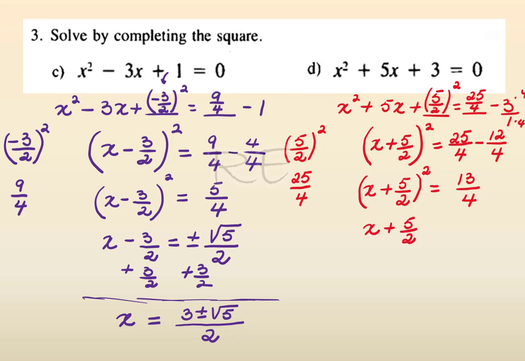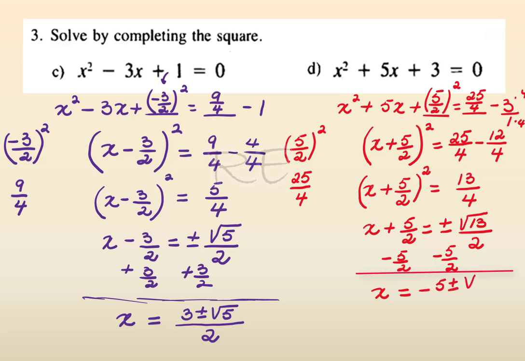Now, taking the square root of both sides, x plus 5 over 2 is equal to plus or minus square root of 13 divided by square root of 4, which is 2. We're going to subtract 5 over 2 from both sides to isolate x. And x is equal to negative 5 plus or minus square root of 13 over 2.